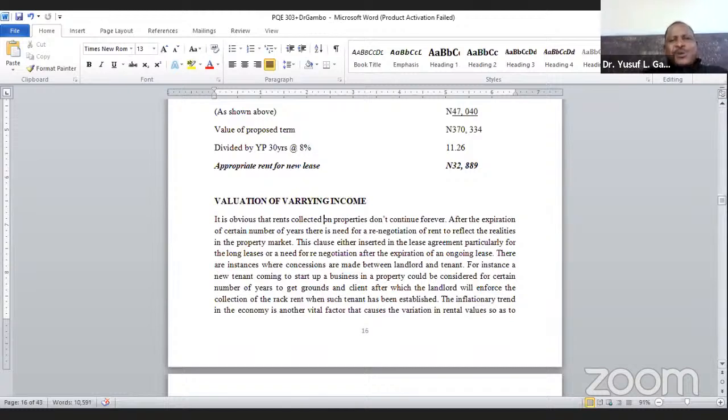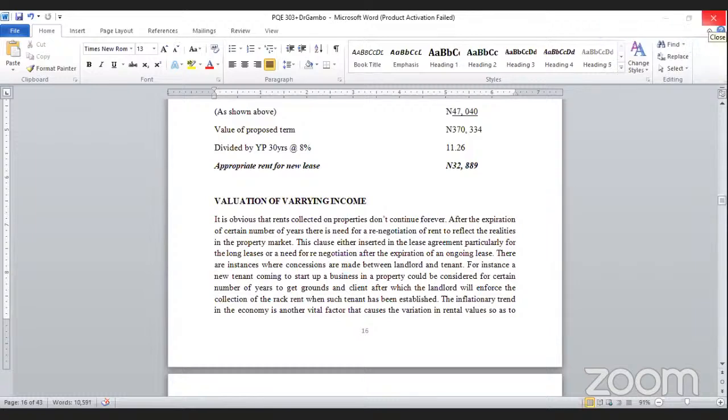Someone is asking how we got profit rent. Profit rent is a rent. The FRV minus the rent paid, you get your profit rent. Yeah, now that is how you get a profit rent.